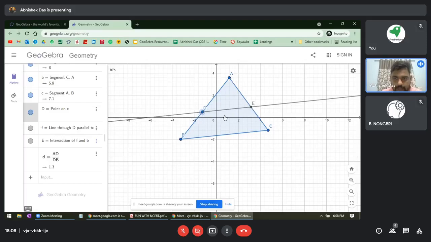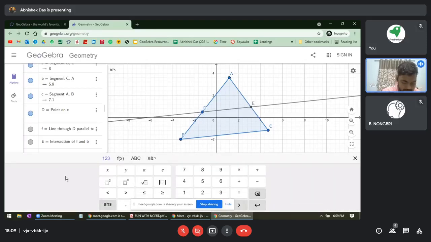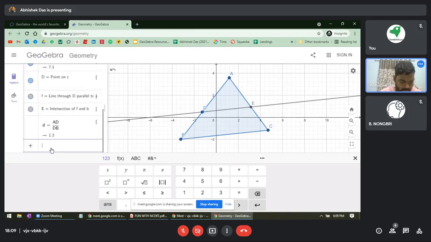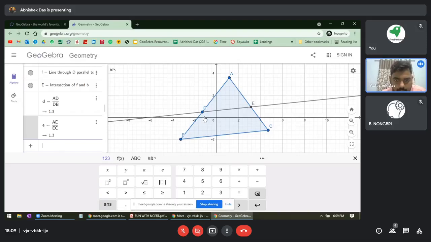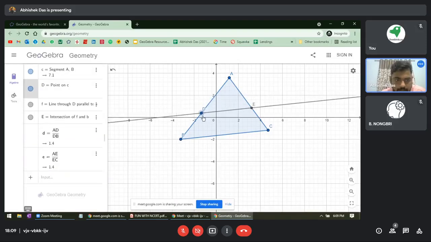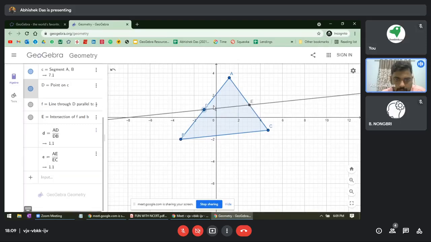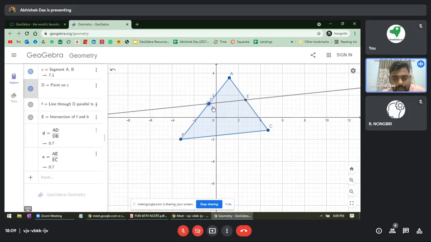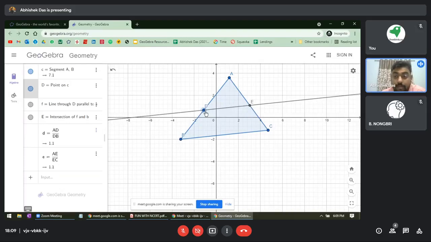Right? Let's figure out what is AE upon EC. Now we can change this thing over and over again. You can see we can move this point B, and you will see that the ratio of these two sides, AD upon DB and AE upon EC, remains the same every time. Right? So this basically proves the basic proportionality theorem. It is also known as Thales theorem. Right? Now, we have also got a midpoint theorem.